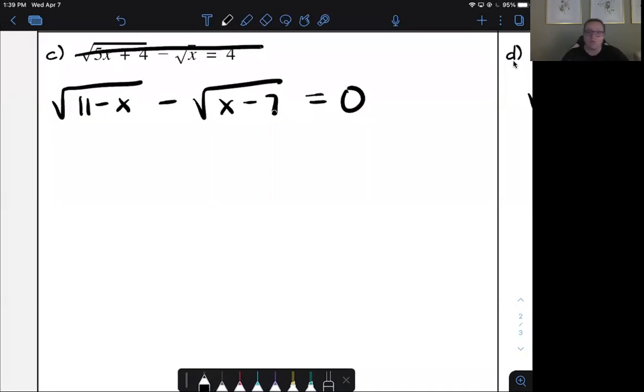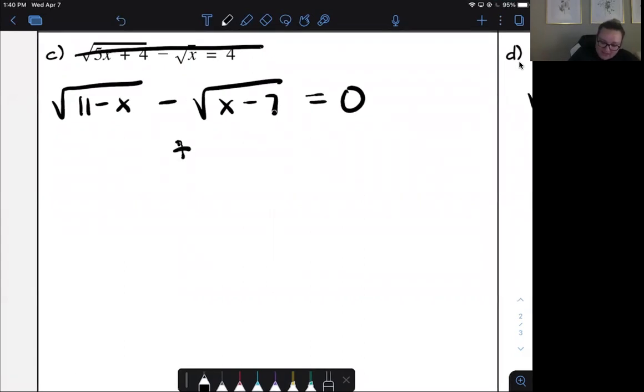For part C, I want you to again change the equation. We're going to do the square root of 11 minus x minus the square root of x minus 7 equals 0. So what we want to do here is isolate both radicals, so only one radical is on each side of the equation. It's just going to make our lives easier.